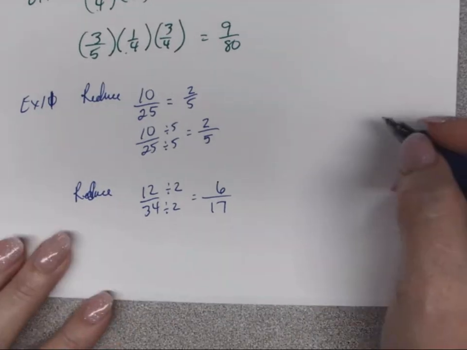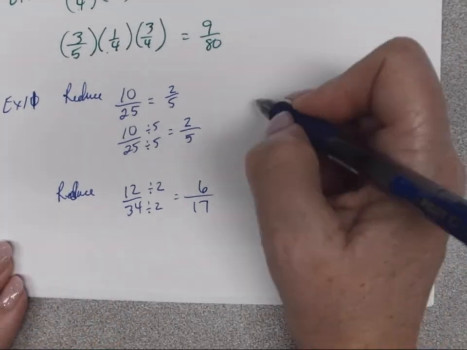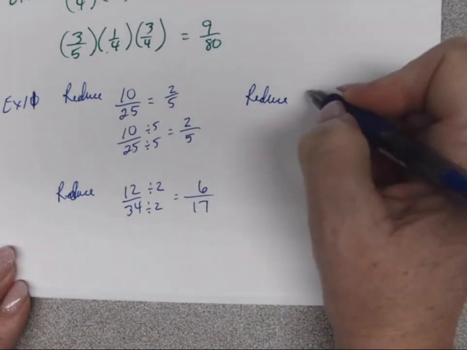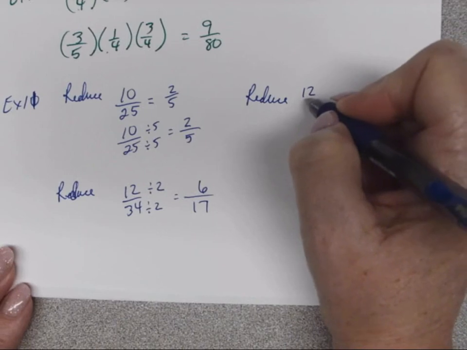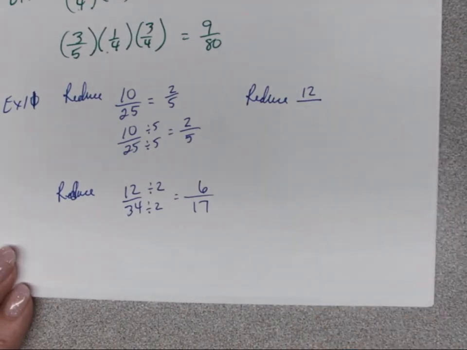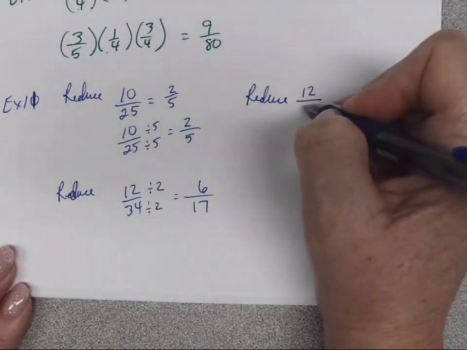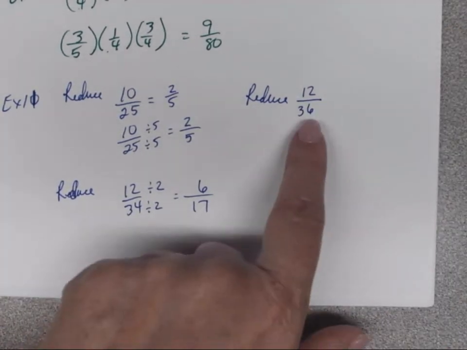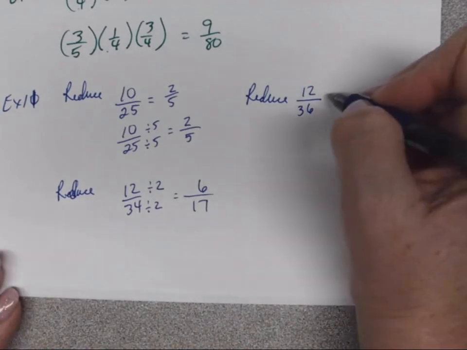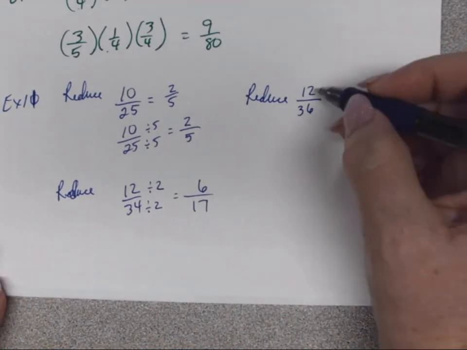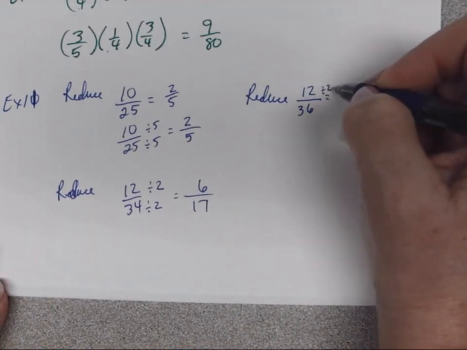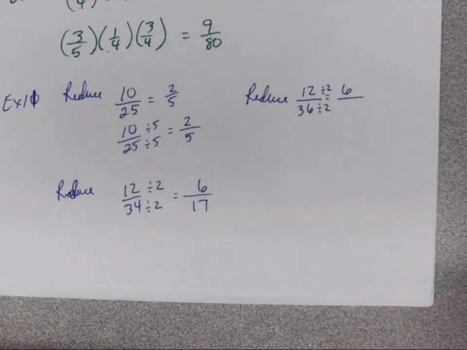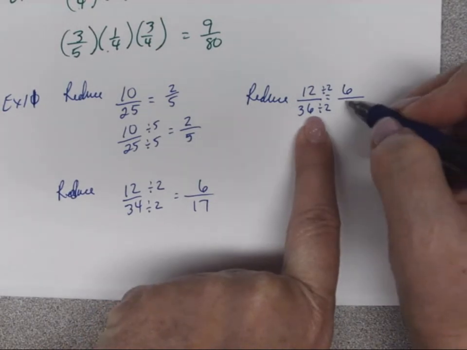So let's do another example here. So let's reduce 12 over 36 and see where that takes us. Well, I know they're both even, so I can divide by 2 again. So 12 divided by 2 is 6, and 36 divided by 2 would be 18.